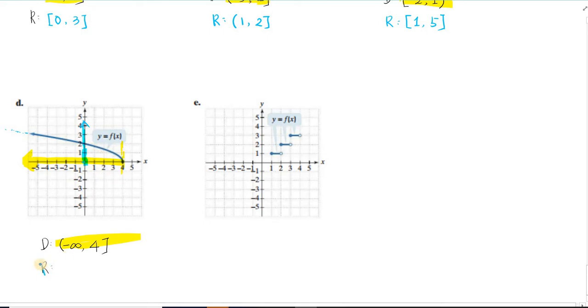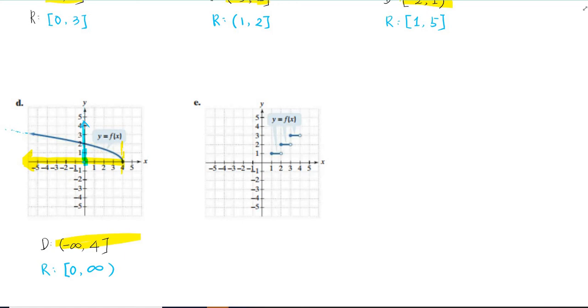So I can write my range. We start from the smallest number, which is 0, and it is included because this is a solid circle, and all the way, even though it's slow, going up forever because the graph just keeps rising. So on this side, I'm just going to go up forever, which means positive infinity. Okay, that's how we find the range for this case.